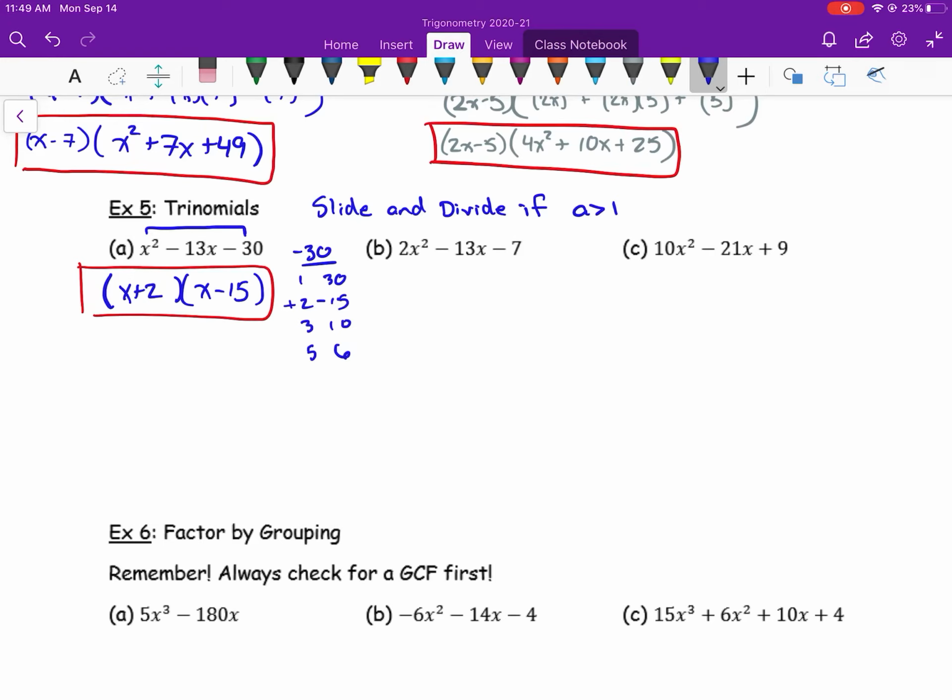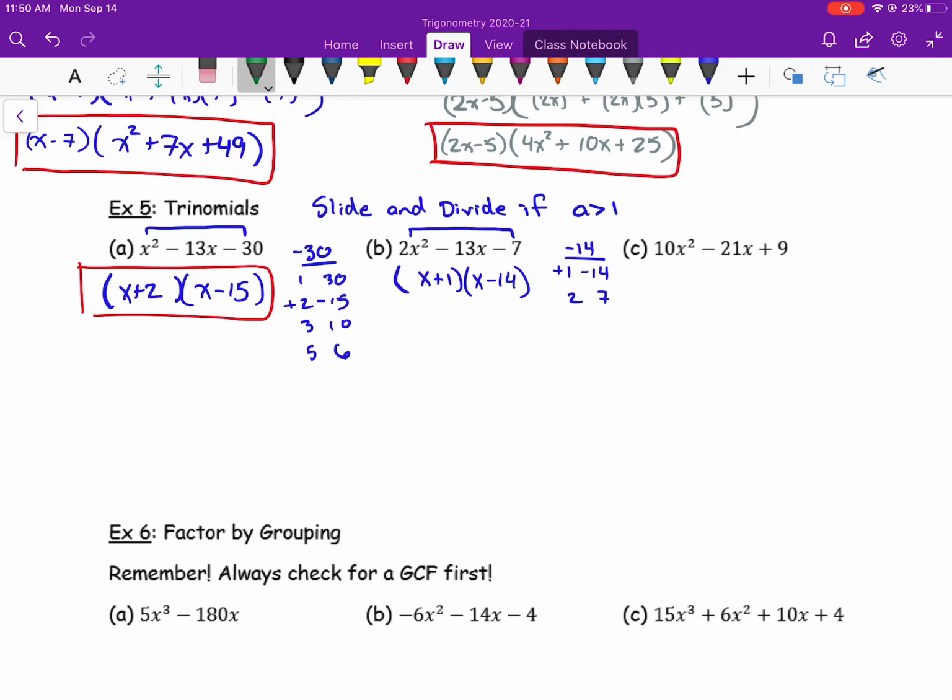Alright, now just move along. Always want to do first times last. Get negative 14. List your factors, 1 and 14, 2 and 7, and that's it. So I'm going to find a pair that adds to negative 13. So negative 14 and positive 1 multiplies to be a negative, which is good, and adds to negative 13. So I'm going to do x plus 1, x minus 14.